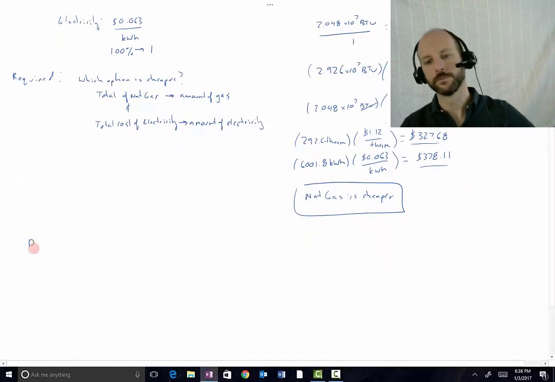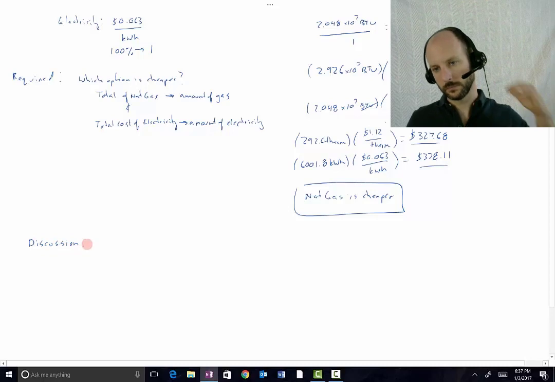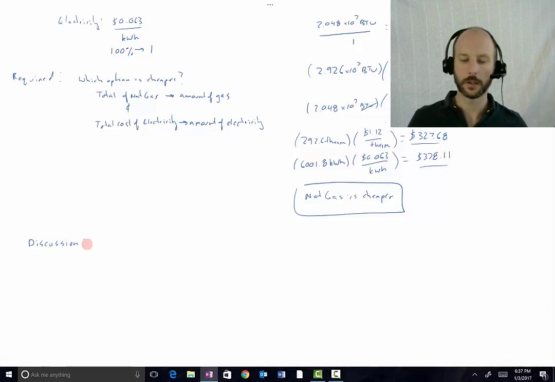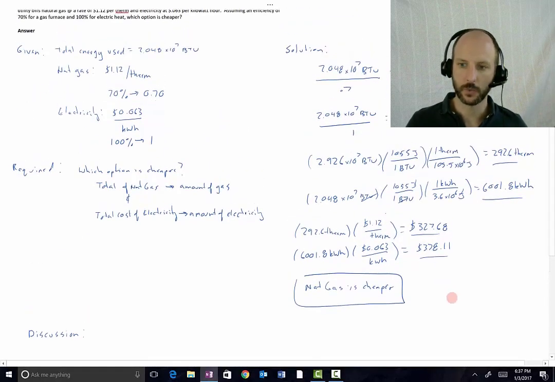So hopefully that shows you how to convert units and how to include pricing information in the costs of energy. What I want to do next is discuss the results. It's always a good idea to look back at your calculations and ask if they make sense. Is there any information that can help us analyze whether or not this is a reasonable outcome?